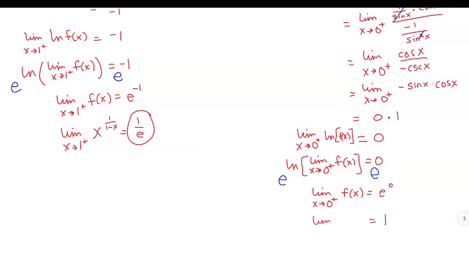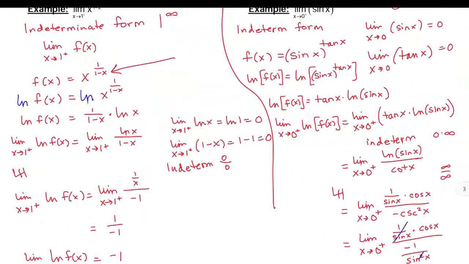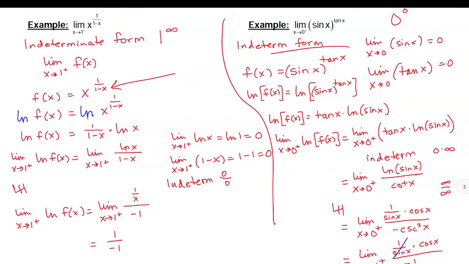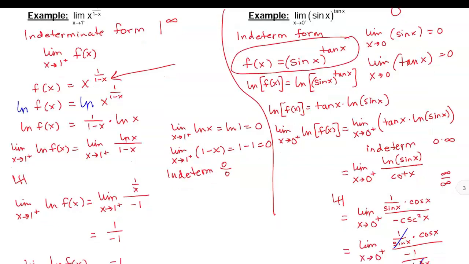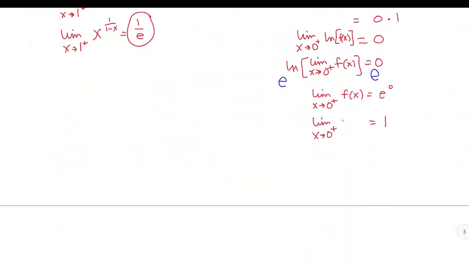So the limit as x approaches 0 from the right, f of x initially, all the way back up here, was sine to the power of tangent. So I'm going to write sine to the power of tangent is 1. That's our answer.